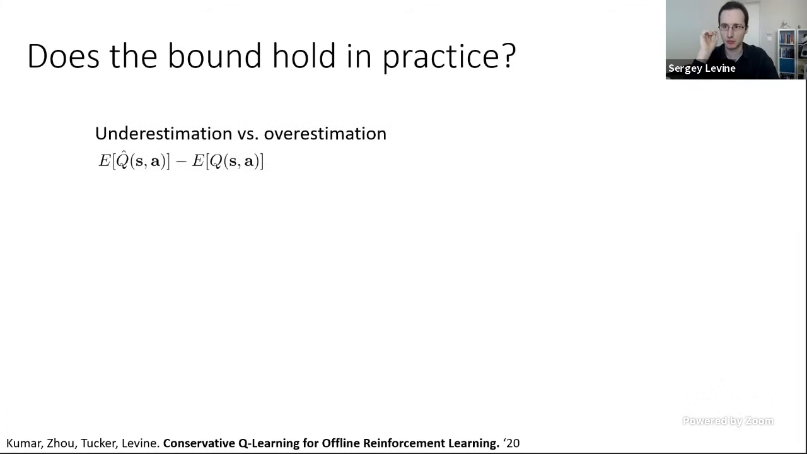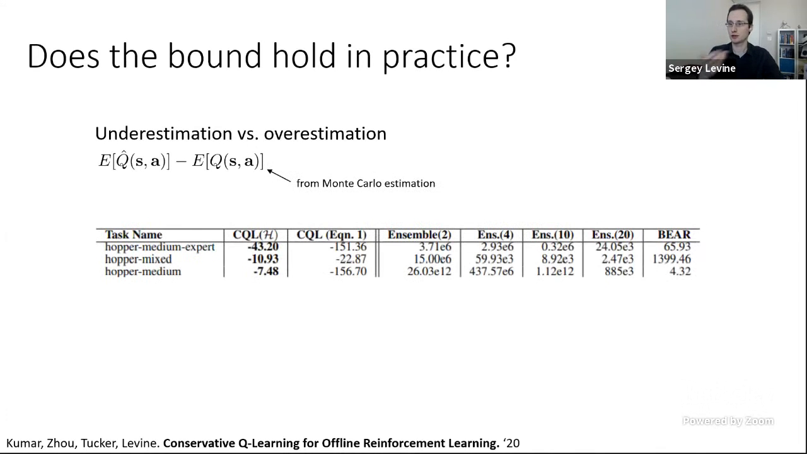We measured this empirically, so the numbers that I'm going to show you are the expected value of the learned Q function with CQL minus the Monte Carlo estimate of the true Q function. So if these numbers are negative, that means that we're underestimating. If they're positive, then we're overestimating. And here are the results.